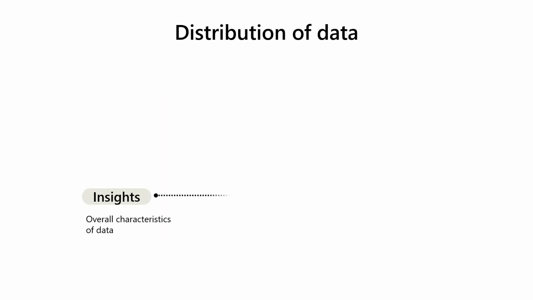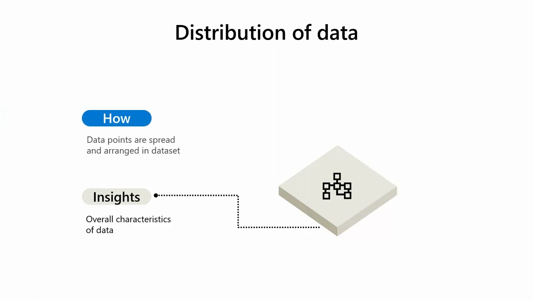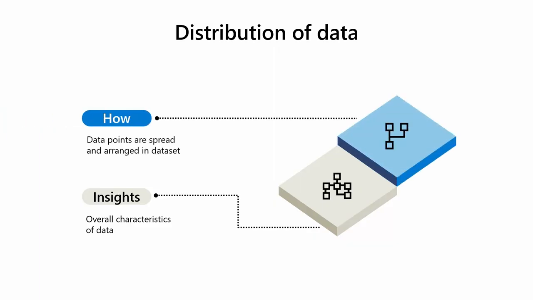The concept of distribution of data refers to how the data points are spread or arranged within a data set. It describes the pattern or shape of the data when plotted on a graph. Understanding the distribution of data is crucial in data analysis because it helps you gain insights into the central tendency, variability, and overall characteristics of the data.